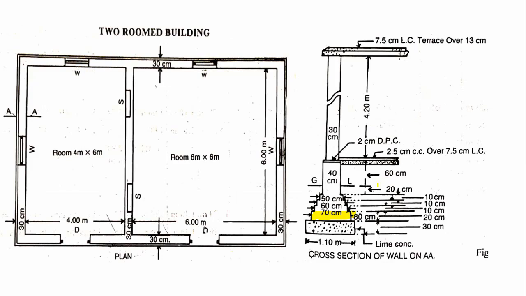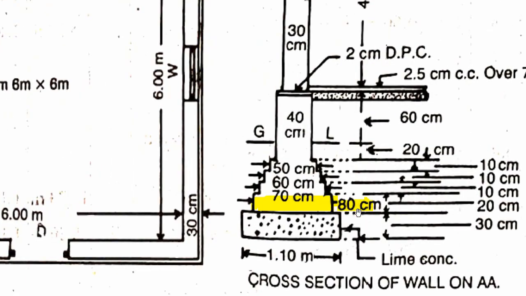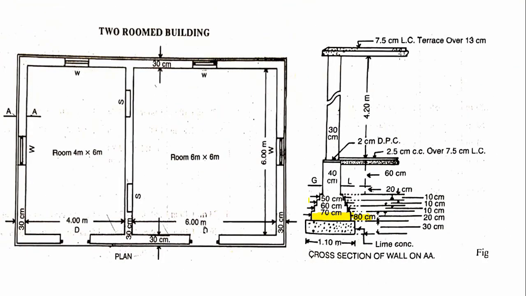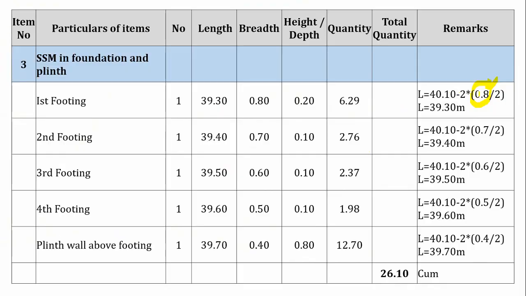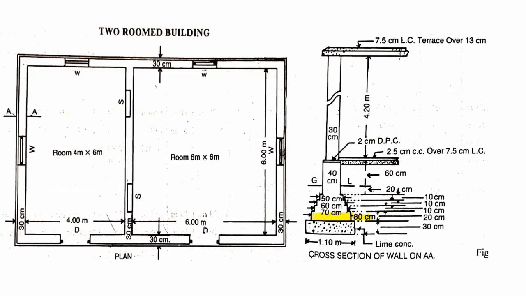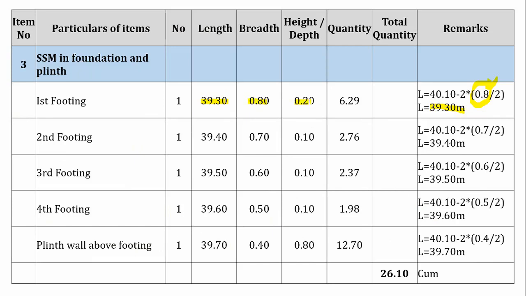If you see what we are calculating now, first step we are calculating. First step width, you can see 80 centimeters they have given. So only that is the change, that is 0.8 divided by 2, n into b divided by 2. So therefore length will be 39.3 meters. Breadth is 0.8, depth is 0.2. Quantity will be 6.29 cubic meters.